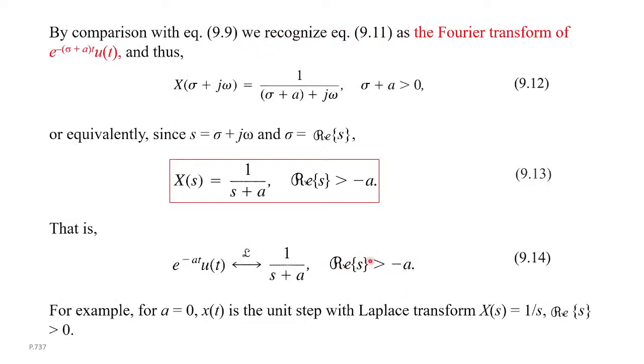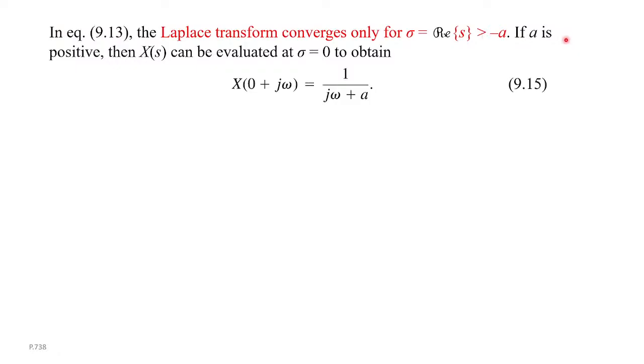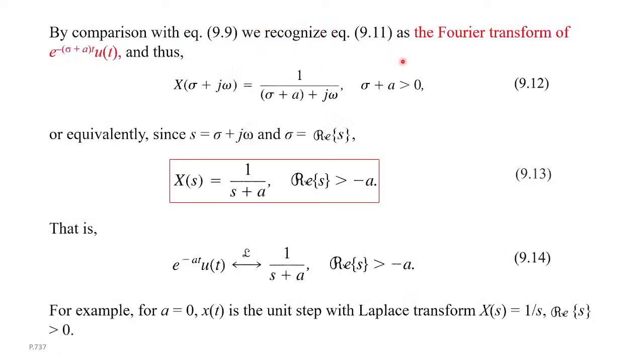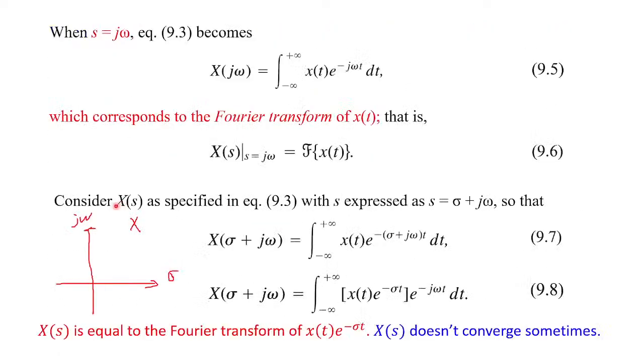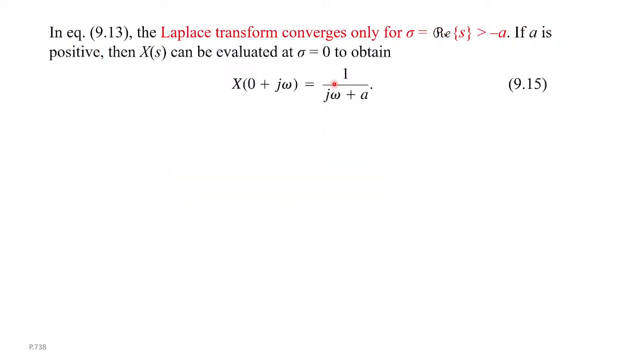And you can also get back to the Fourier transform. So this is only convergent if the real part of s is bigger than minus a, and in particular, if you want to get back to a Fourier transform, then you want a to be positive. So this thing is convergent on the imaginary axis here. And in that case, you will get back to your big X of j omega equal to 1 over j omega plus a.